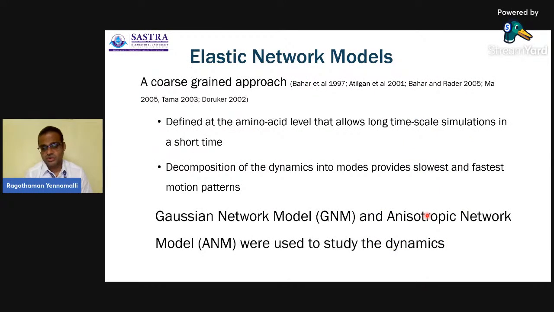So what we used was a very simplistic method, because nowadays GPU-based systems are available and you can do long time scale simulations, but we wanted to see whether we are able to capture the same long time dynamics using elastic network models. So a coarse-grained approach that was proposed a long time back, which is basically decomposing the dynamics into different modes, basically the slowest mode and the fastest mode. And there are two elastic network models, the Gaussian network model and the anisotropic network model, which we used to study the dynamics.